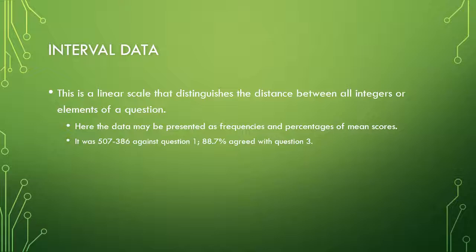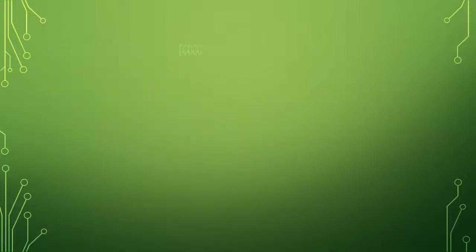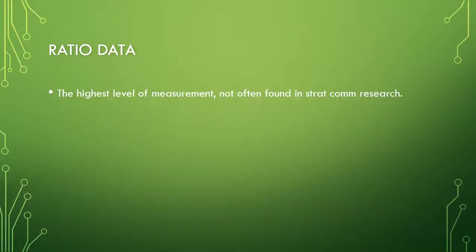Now, something that is also, again, very easy but tends to confuse people is ratio data. Most of us can grasp the concept very quickly. It's just that sometimes the ratios are given to us in such a way that we go, what? So let's look at it. Ratio data is the highest level of measurement, not frequently found in StratComm research, because in StratComm research we're very much for the humans. We're very much on that squishy side of things, and we want to make sure that people clearly understand what it is we're saying.